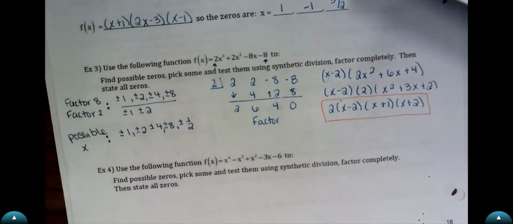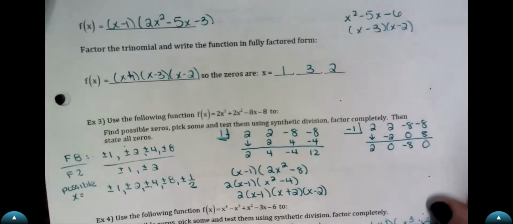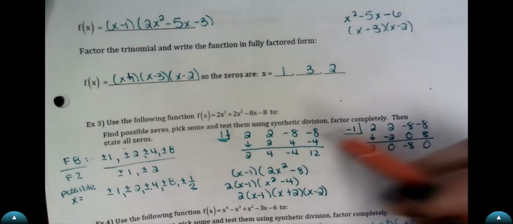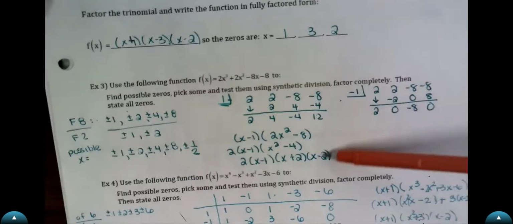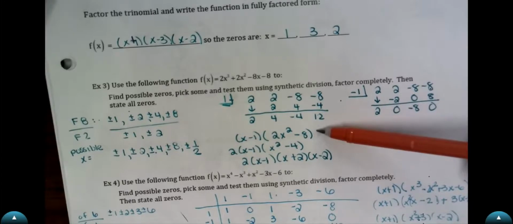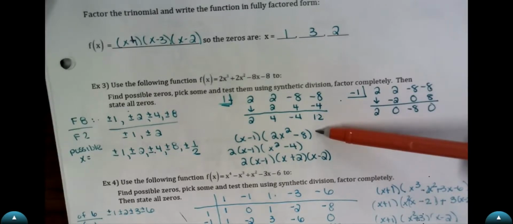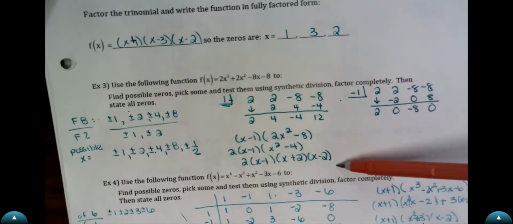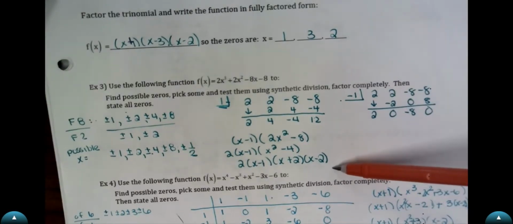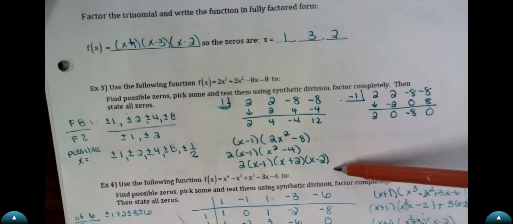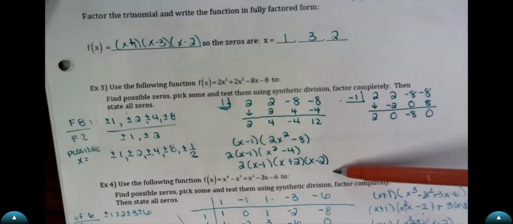You could also, and last year I started with 1 and then negative 1, so 1 wasn't a factor, but negative 1 was. And then I had a different polynomial to continue to factor, but I ended up with the same result. So you have some option for variation here when you're comparing work with classmates. Doesn't make you wrong or make them wrong as long as you can get to the same end result.